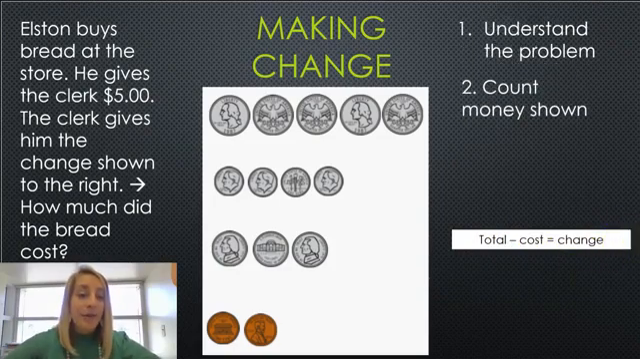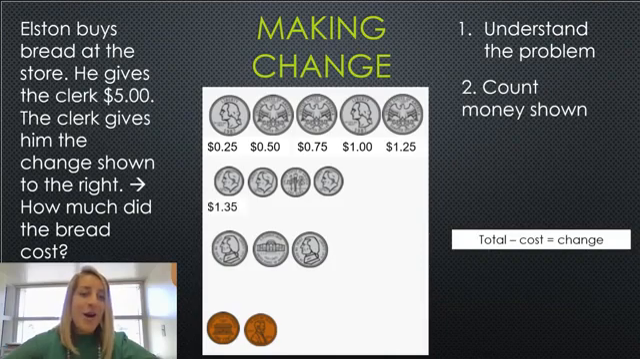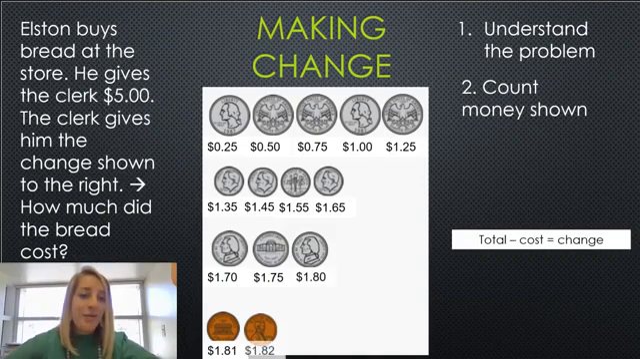Step 2, count the money shown. So let's start counting those quarters. Get ready. 25 cents, 50 cents, 75 cents, $1, $1.25. Now I count the dimes. $1.35, $1.45, $1.55, $1.65. Now I count the nickels. $1.70, $1.75, $1.80. Last is the pennies. $1.81, $1.82.